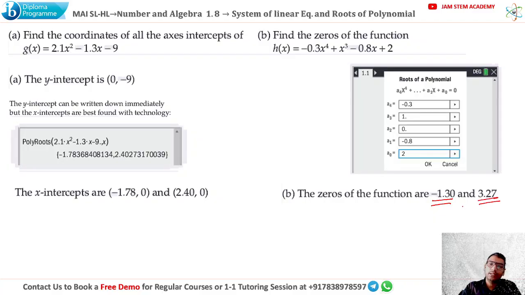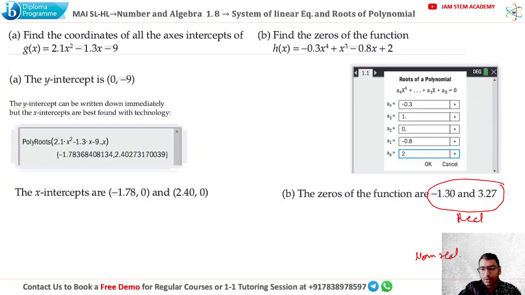Why are we getting only two? Because we selected real roots. These are two real roots. The other two roots are imaginary, which are not in the SL course. That is only in the HL part that we will discuss later. So two zeros we got because these are real. The others are non-real or complex roots. So in this way, you can use your GDC to get the zeros or roots of a polynomial.